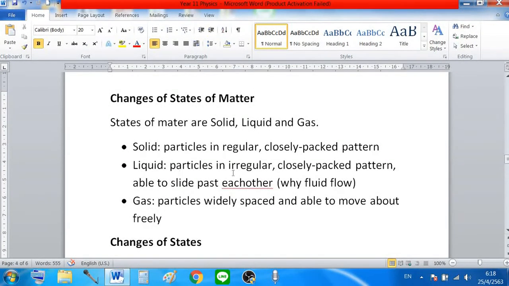Liquids, particles are in an irregular, closely packed pattern, and they are able to slide past each other. So the picture of the particles in a liquid, they look kind of random, but they are still closely held, close together, although they can kind of slide past each other. If you think about a box filled with marbles, and you shake that box, the marbles will just kind of roll around each other. And in a gas, particles are widely spaced and able to move about freely. So in a gas, the particles are just bouncing around the room, not held together.